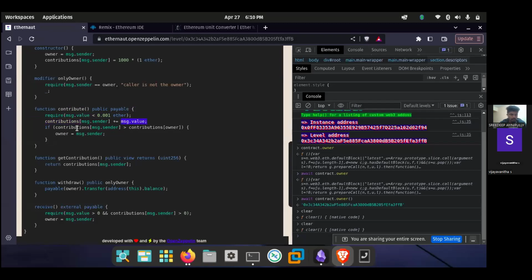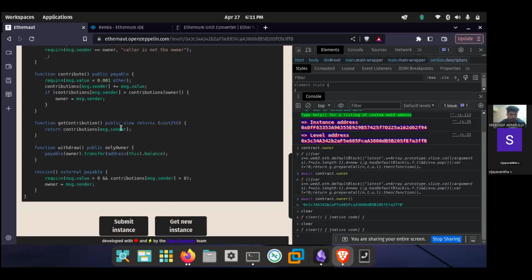And in the if statement, if the contribution of msg.sender is greater than the contribution of the owner, then owner equals msg.sender. That means if you want to own this particular contract, you have to give more than the money I mentioned before. That's the only way you can become the owner of this contract.